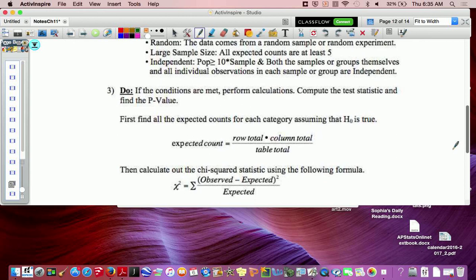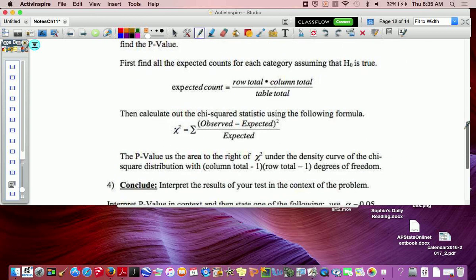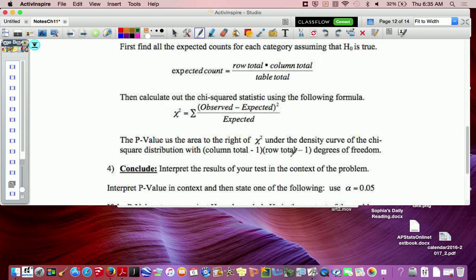When calculating, you still do the expected counts just like we did before, so that you can get each individual chi-squared statistic and sum those all up. Your degrees of freedom is exactly the same: row total minus 1 times column total minus 1. And you use your chi-squared CDF function.